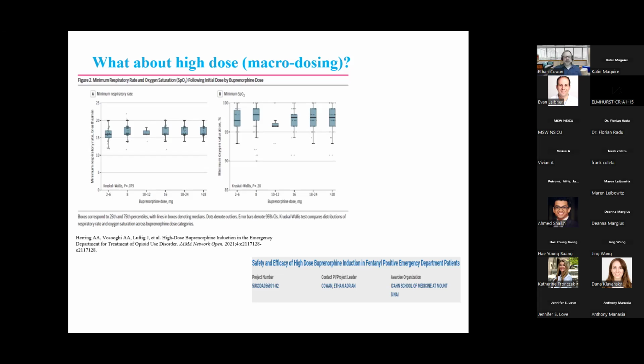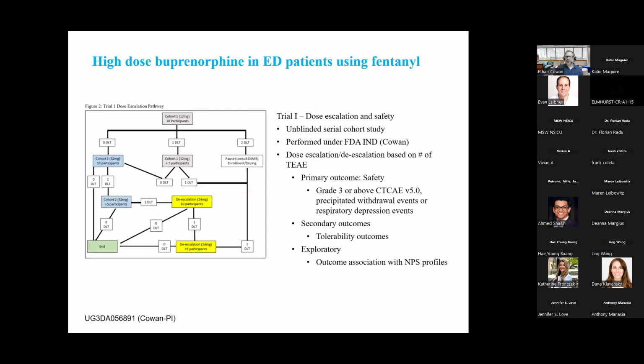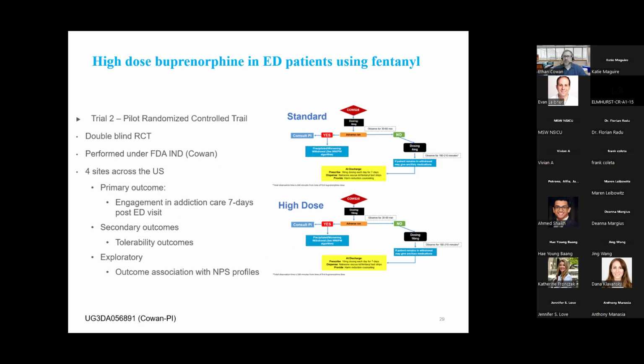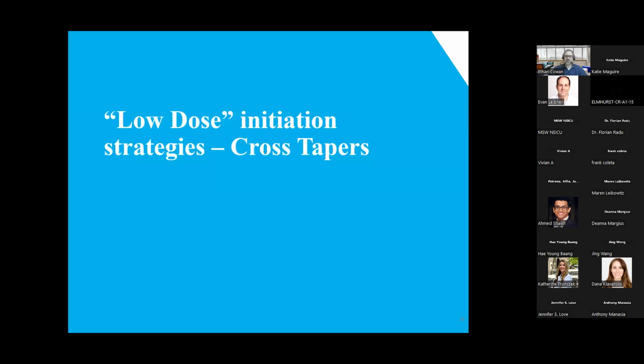This is what we're looking at prospectively in my UG3, which is basically 2 studies, this complicated diagram, which is basically an escalating dose cohort study where we start with 12 milligrams and then escalate the dose in each of the cohorts to get up to about 32 milligrams to make sure prospectively that it's safe. And that's going to be followed by this randomized controlled trial where we randomize patients to standard versus high dose buprenorphine initiation. And the outcomes here that we're looking at are things like engagement in treatment at 7 days. So this study is ongoing. I don't have any results for it yet.